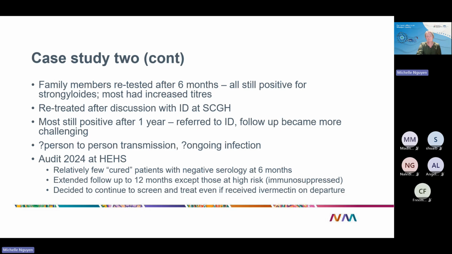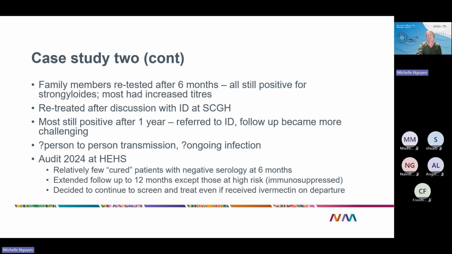And then we arranged further follow-up blood tests, and most were still positive after 1 year. And then it became very complicated following this family up, because they were all busy, several were working, and trying to get hold of everybody and refer everybody to infectious diseases to follow up further was a little bit challenging. So it raised the question in this family, was there ongoing person-to-person transmission, which for strongyloides is not supposed to really happen, but can happen occasionally, and was the ongoing infection in one family member who was spreading it to other family members.